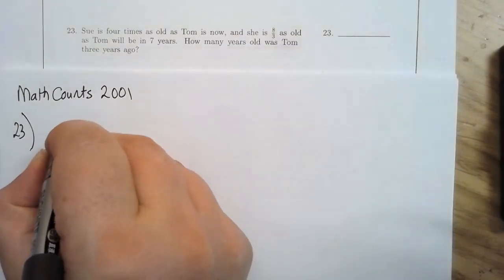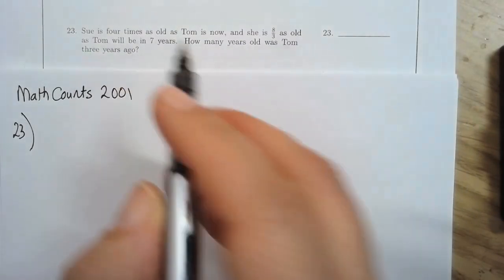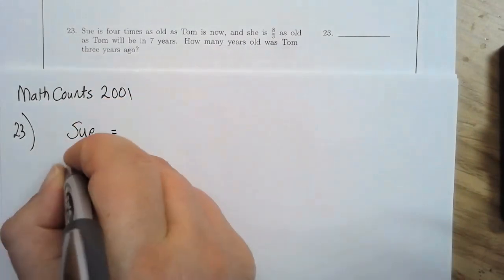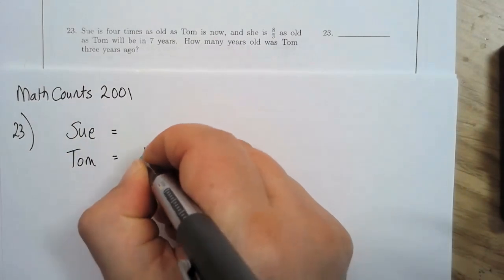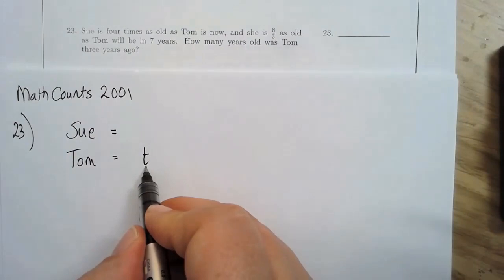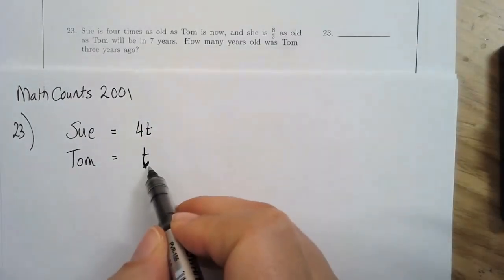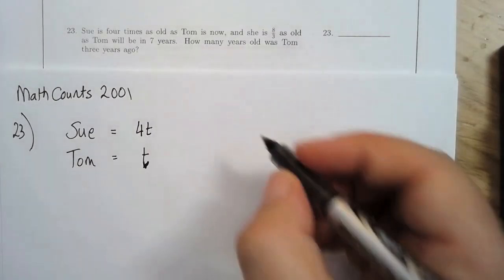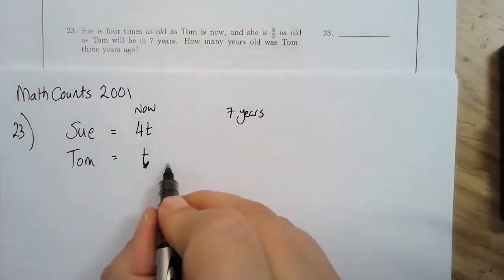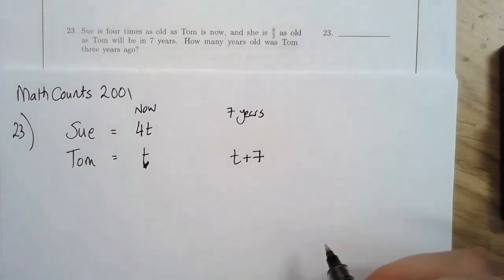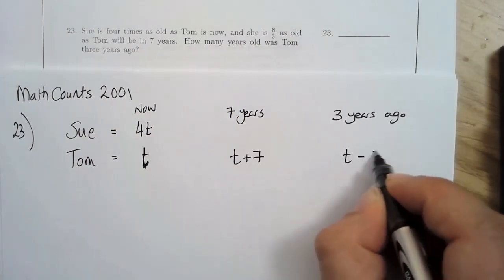So we need to find out how many years old Tom was 3 years ago. So we've got Sue and we've got Tom. We are told that Sue is 4 times as old as Tom is now. So if Tom is T years old, and that's represented right now by a T, Sue is 4 times that. Whatever Tom is, we multiply that by 4 to get Sue's age. In 7 years' time, Tom will be T plus 7 years. 3 years ago, Tom was T subtract 3.